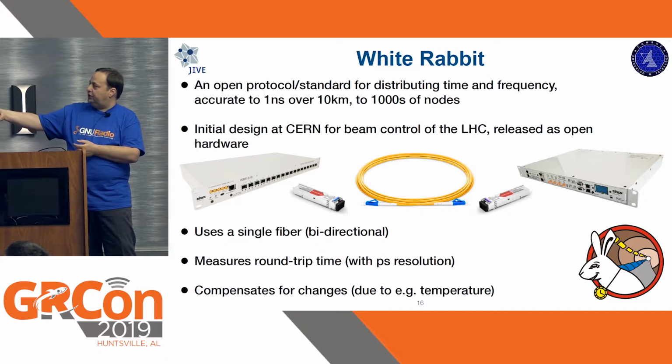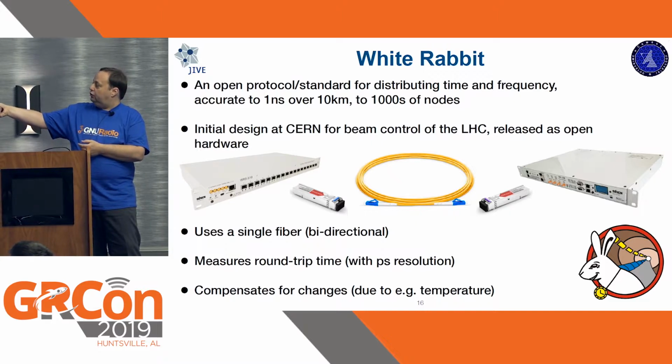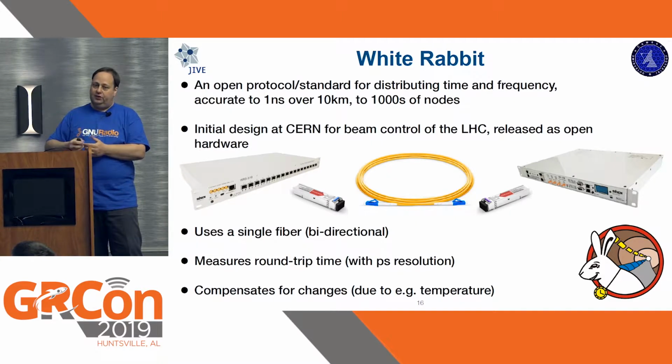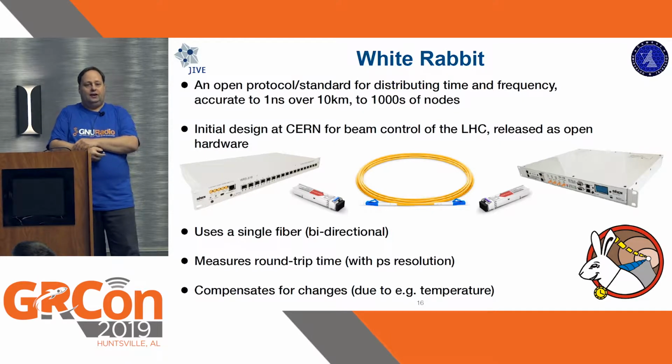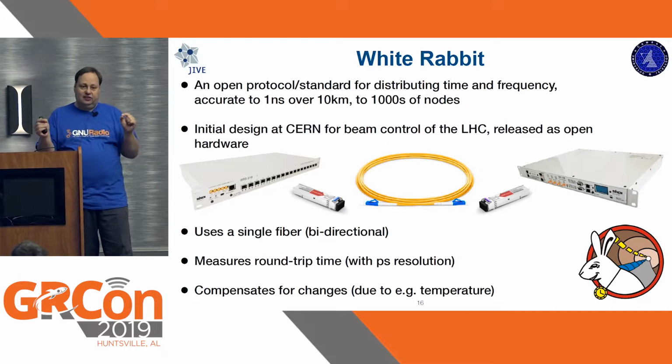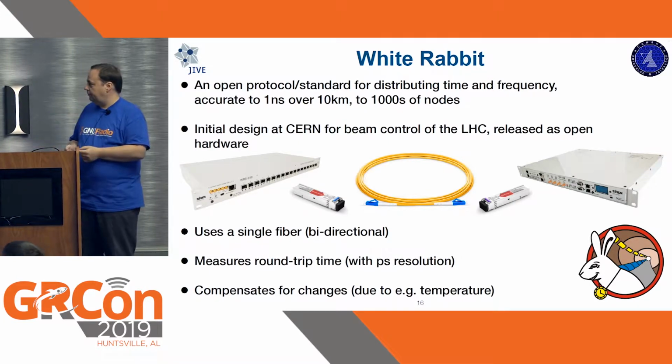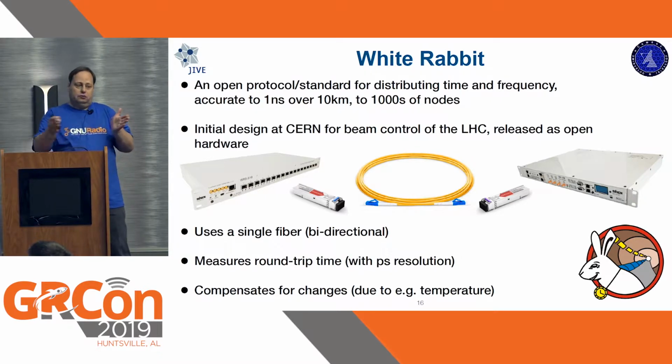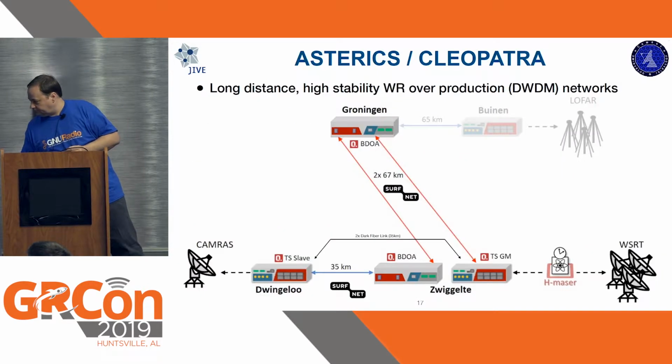So you go through a fiber, and at the other end you have another block, another optical converter, and you have your end point, and that gives you out your pulse per second and your 10 megahertz again, and it completely compensates for the unknown and changing delay through the fiber. And it does this by measuring the round trip time up to picosecond accuracy.